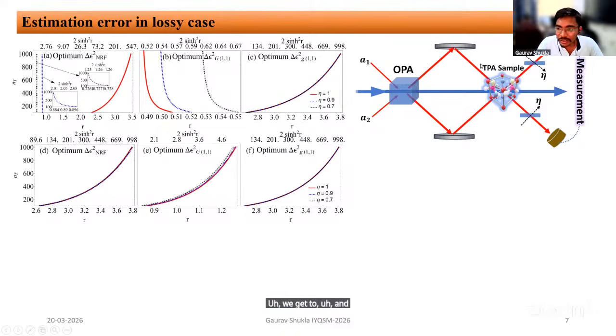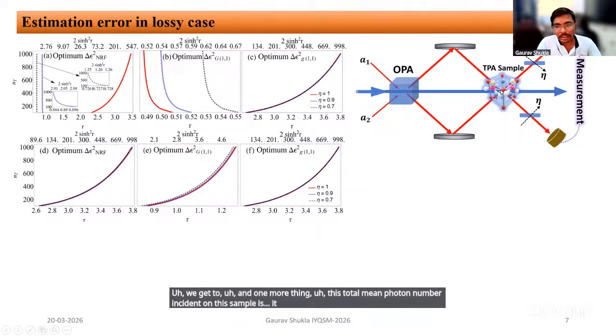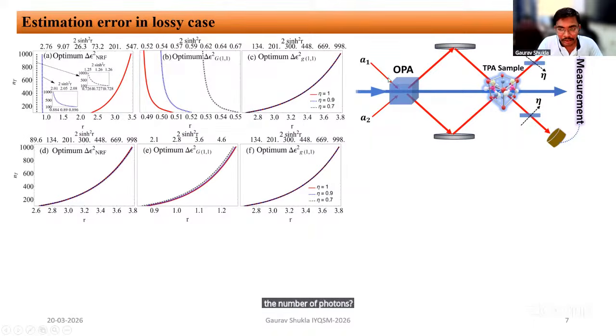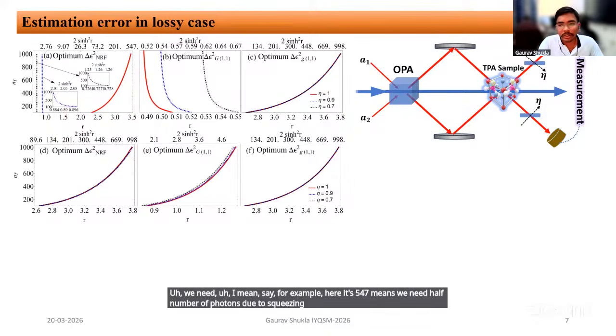And one more thing, this total mean photon number incident on the sample consists of the number of photons in the seeding and the number of photons due to squeezing. So this axis shows the number of photons due to squeezing, and this axis shows the total mean photon number. So we can see in the case of the noise reduction factor in single seeding, we need, for example, here 547, which means we need half the number of photons due to squeezing and half due to seeding.